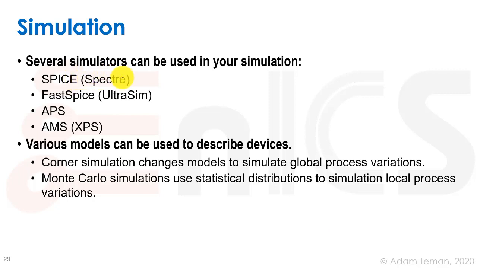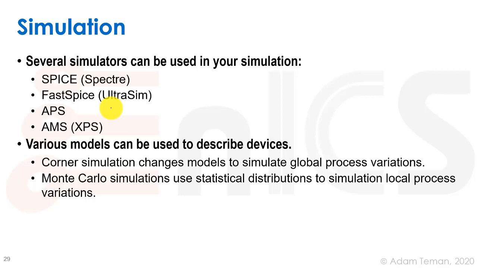SPICE or Spectre are the more accurate type. Fast SPICE, or what used to be called UltraSim, is a less accurate but faster type of simulator to deal with big circuits. We have APS, a matrix-based simulator for SPICE to do accurate but very fast simulation. AMS XPS enables us to mix between digital designs like Verilog and some analog designs such as transistor level netlists. Okay, and we can use various models to describe devices.